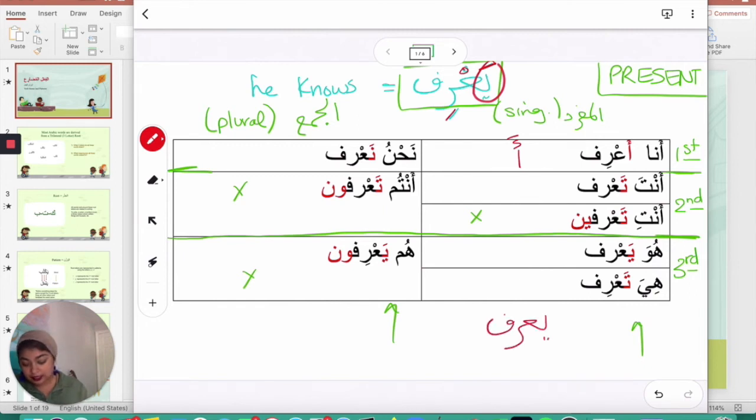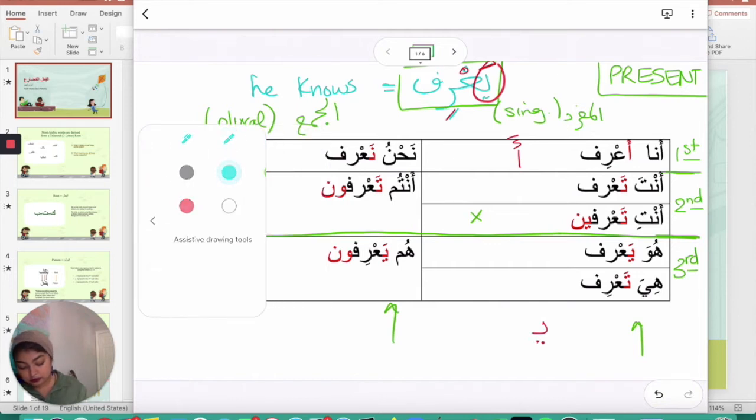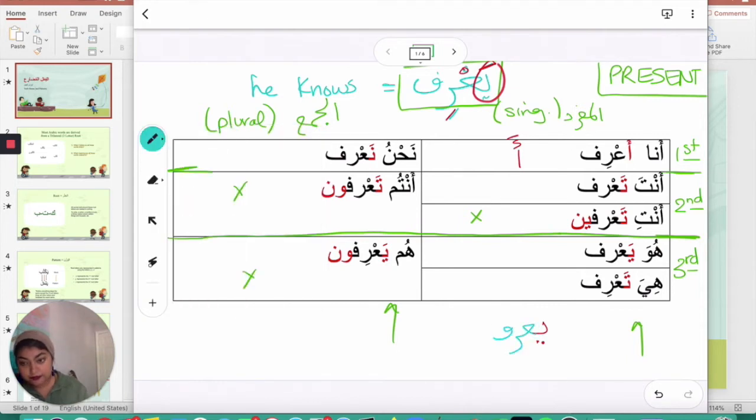If you look at it like this, ya'arif, the only thing you're changing is what's in red. That's what's changing. We changed it to an alif hamza here for ana. Everything else stays the same. Al-harakat, al-fatha, al-sukun, al-kasra, all of the markings stay the same, and the letters all stay the same. It's just plugging and chugging. That's all it is. So we have ana a'arif.